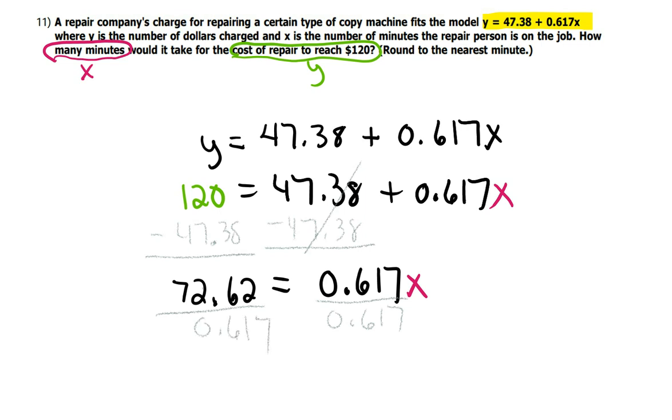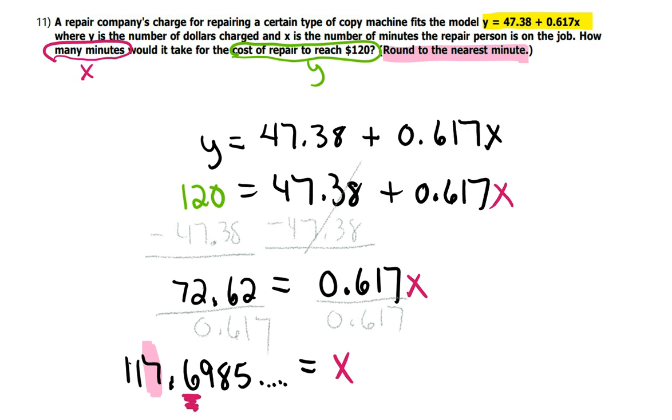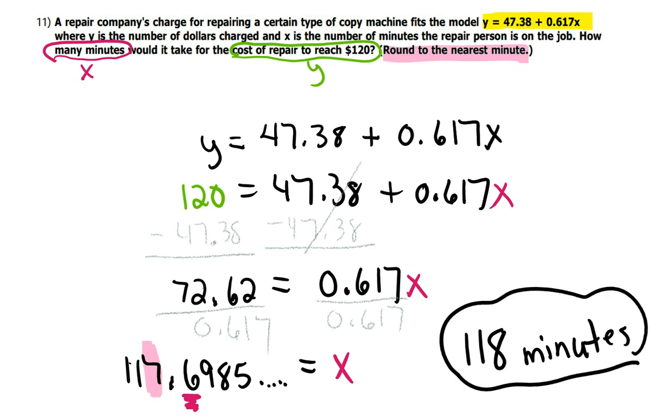And when I do that, I get 117.6985, and my calculator keeps telling me what it is. But I did say right here, round to the nearest minute. This is your nearest whole number. So that would be the nearest minute. The next number is a 6, so that's going to make my 117 go up to a 118. So my answer was how many minutes? 118 minutes. And that's question 11.